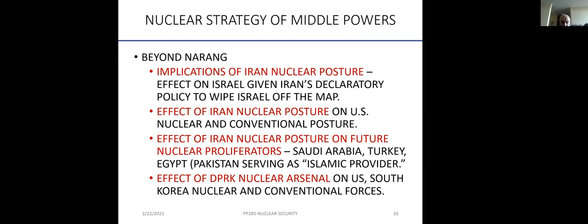The effect of Iran's nuclear posture on the US, of course, is growing concerns about Iran. We had the JCPOA, which we'll talk about more, the Joint Comprehensive Plan of Action. This is the agreement that Obama signed in 2015 and Trump removed the US from in 2019. Now Biden wants to resume the negotiations about rejoining the JCPOA.